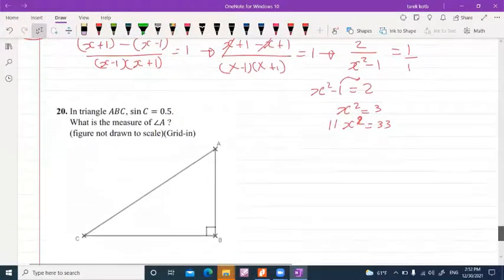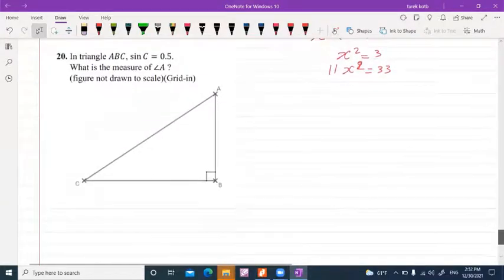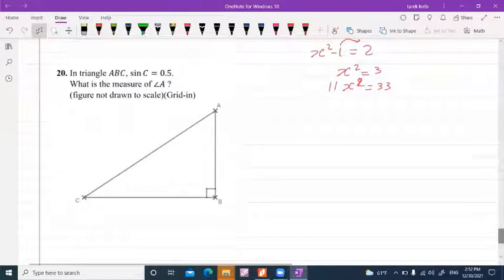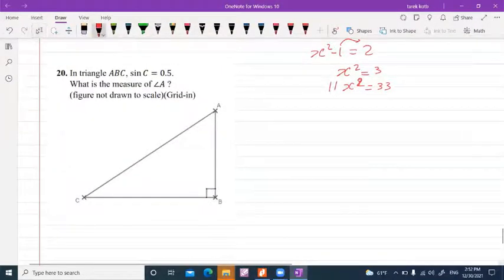Last question here, number 20. How many minutes did we take up to now? It's 32 minutes. 32 minutes means above the average time, but this is because I'm explaining.